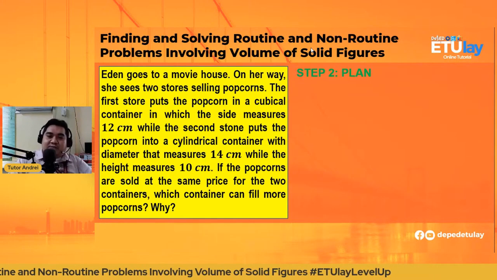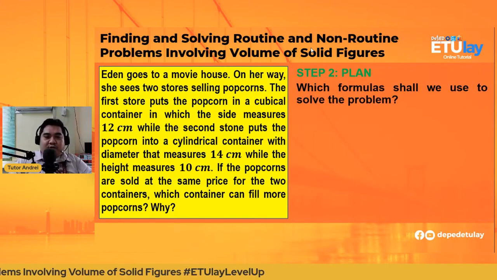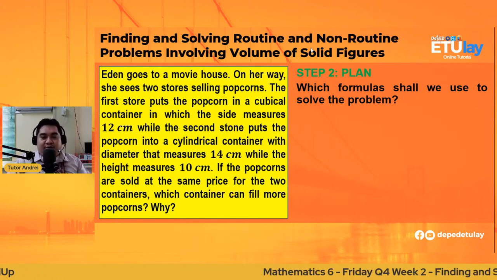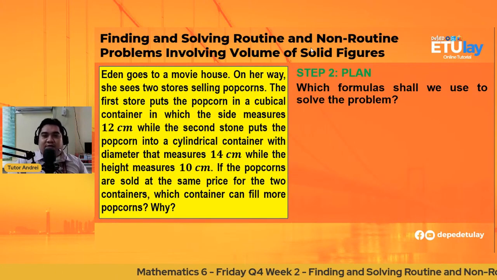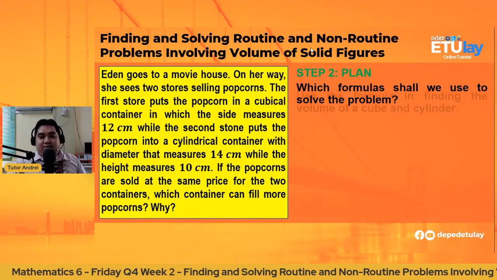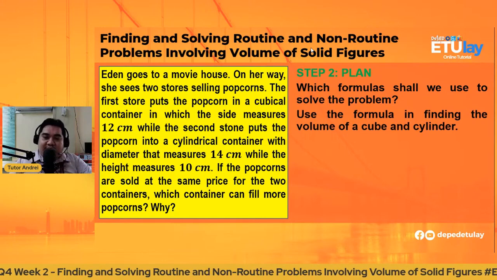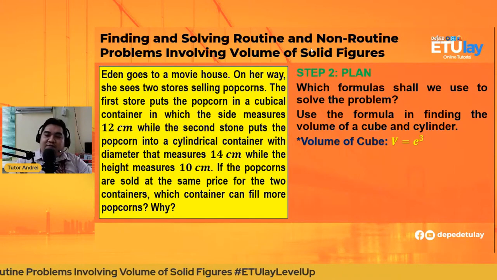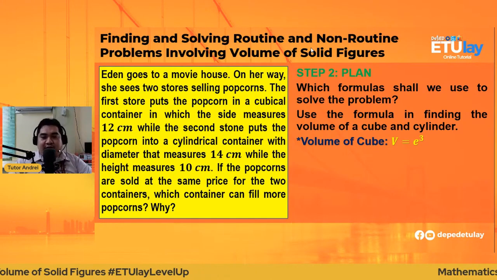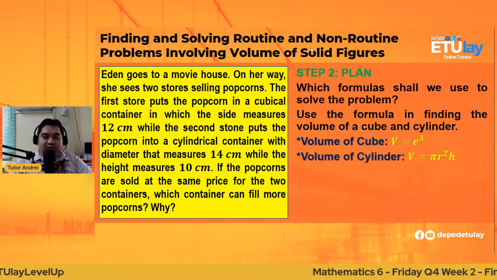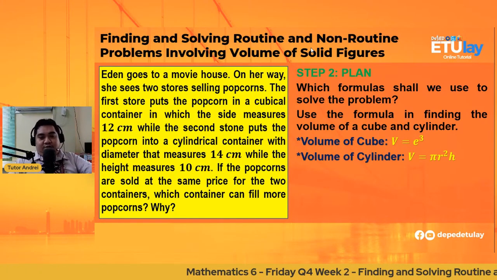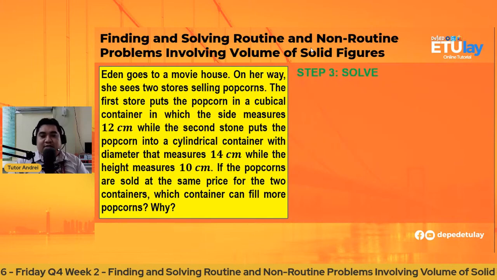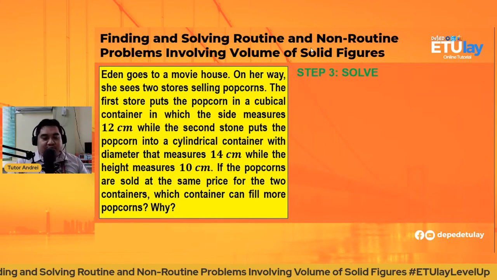Sige. Then second is planning. Which formula shall we use to solve the problem? Of course, from the word itself, cubical container. So you'll use the formula for the volume of cube. And of course, cylindrical container, you will use the volume of the cylinder. So therefore, you will use the formulas in finding the volume of a cube and cylinder. Ayan. So volume of cube is the cube of the edge, or just get the cube of the edge. And for the volume of cylinder, that's volume equals to pi r squared h. Okay. So, yan ang kailangan ninyong malaman. Now, let's proceed to the next. Solve the problem. Siyempre, step 3. So, we now solve the problem.